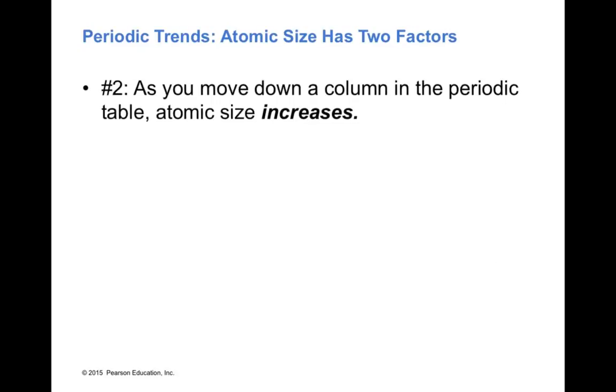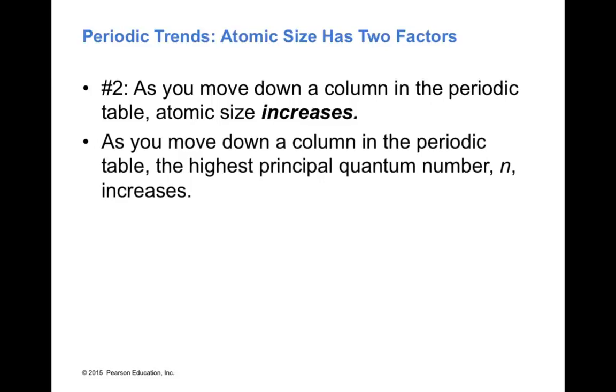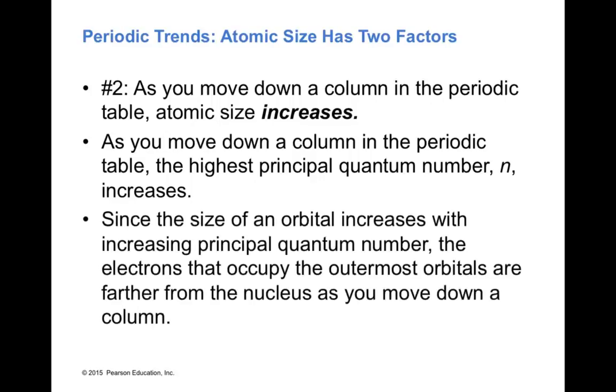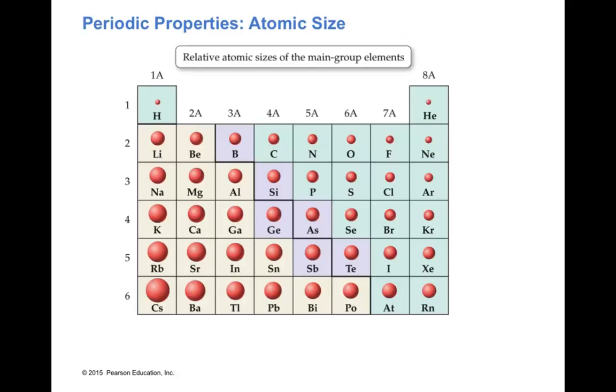Number 2, as you move down a column in the periodic table, the atomic size increases. As you move down a column, the highest principal quantum number n increases. And remember, when we talk about the subshells, the shells, the 1s is smaller than the 2s because the 2s is larger. So as you go down, the number increases as well as the size. Since the size of an orbital increases with increasing principal quantum number, the electrons that occupy the outermost orbitals are farther from the nucleus as you move down a column, and that will affect the size of the atoms.